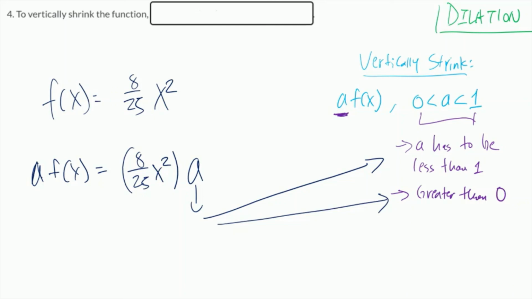So we would write decrease the absolute value of a.